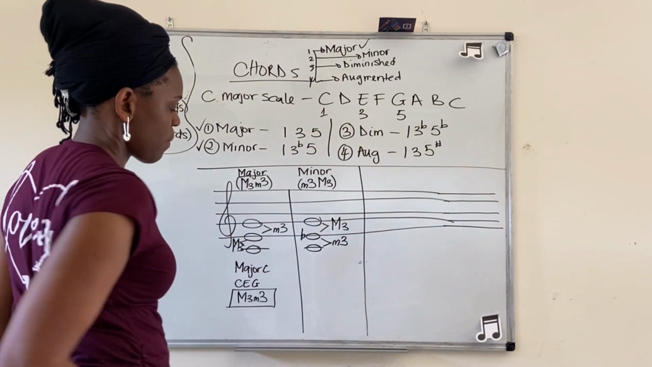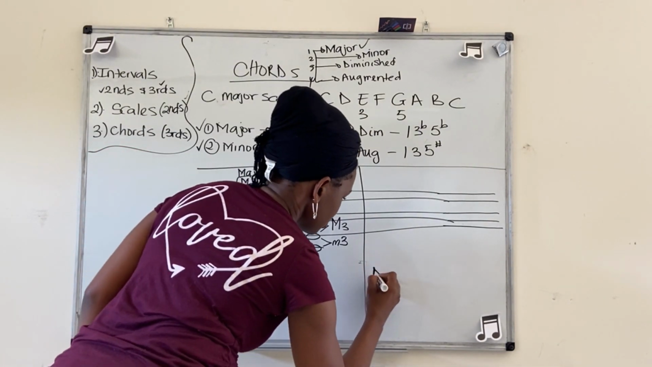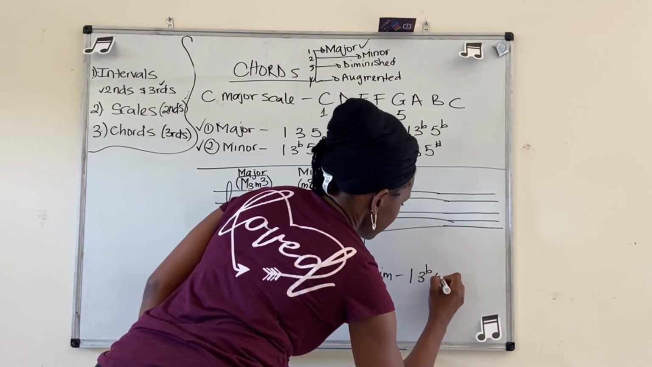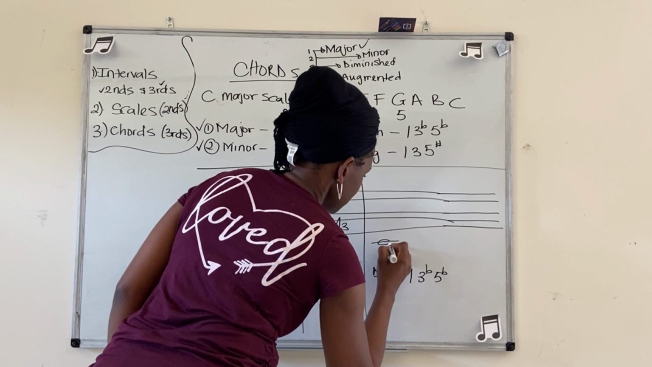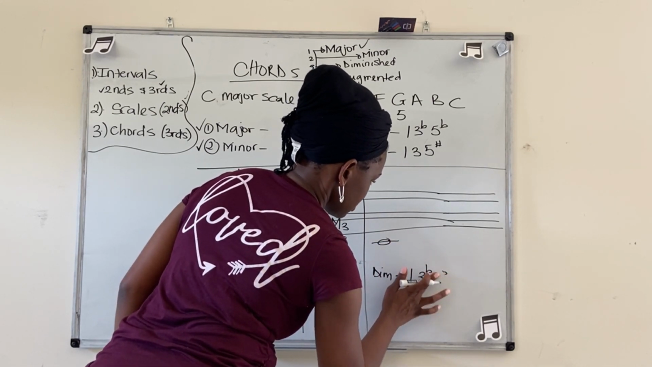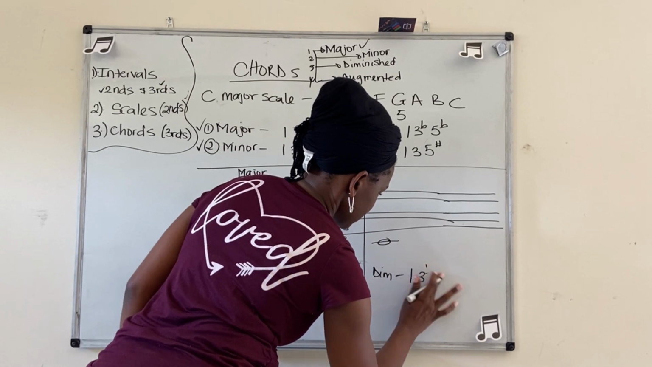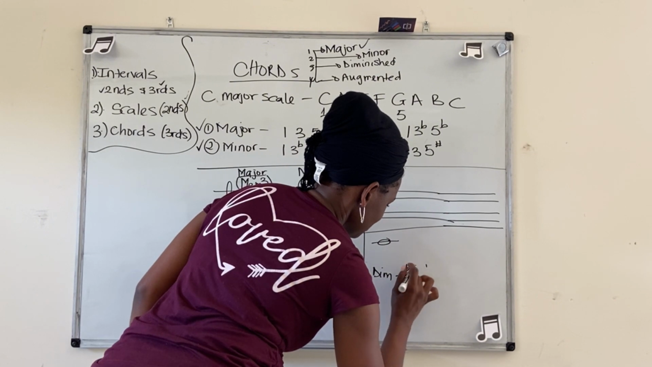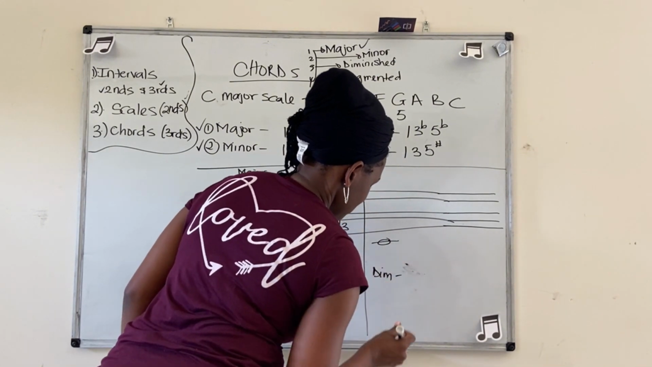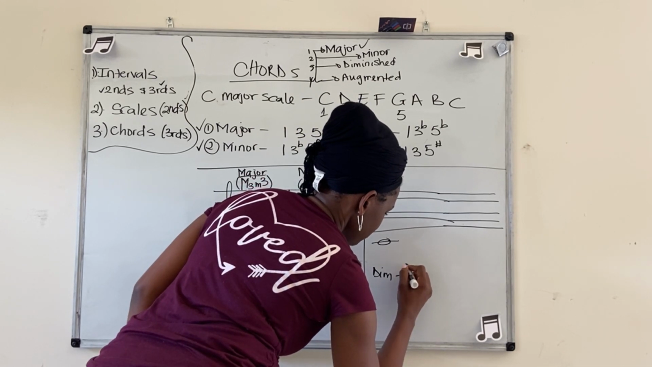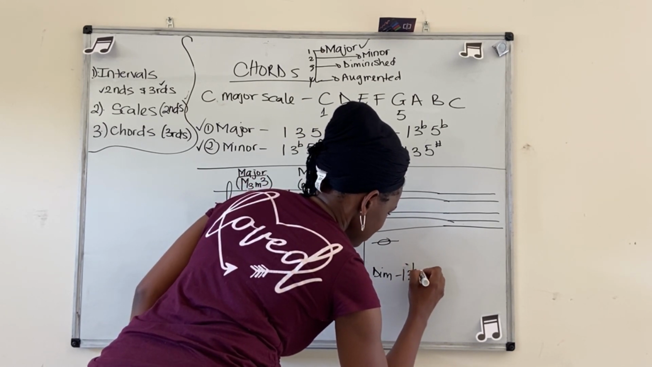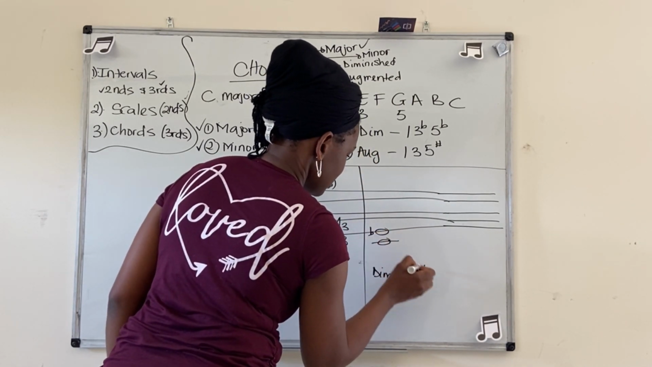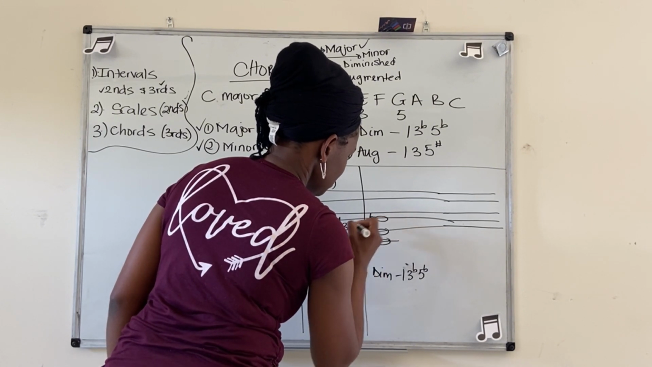So let's go to diminished. Like we said, for diminished, the formula is 1, 3 flat, and 5 flat. So we're still going to have our C here. We're going to have 1, 3 flat, which is E flat, and then 5 flat, which is G flat.